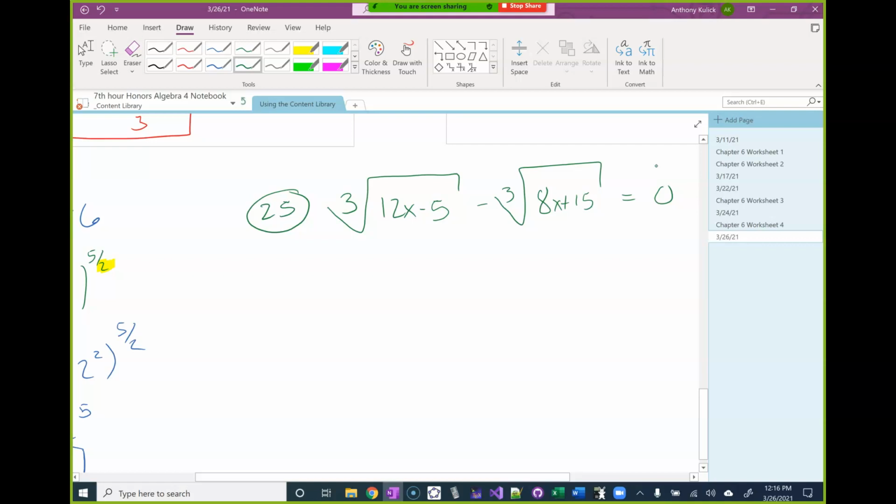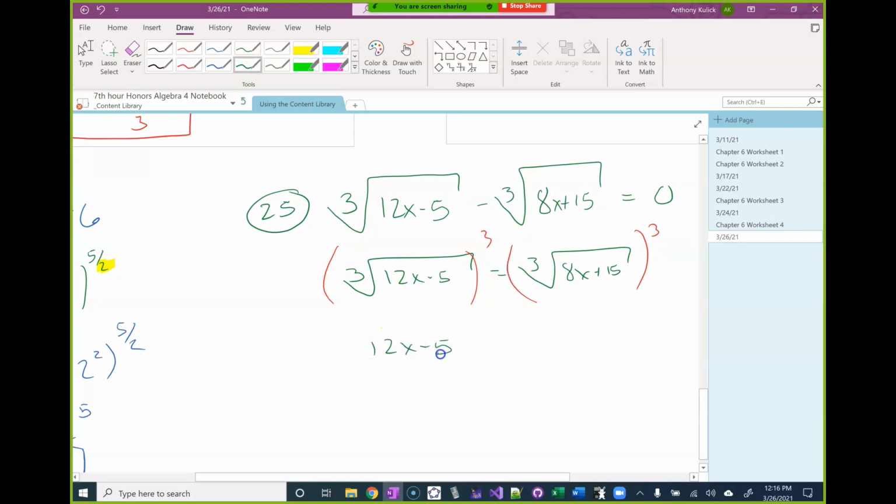So my first step is to isolate one of the radicals. To do that, I'm just going to add the cube root of 8x plus 15 to both sides to move it onto the other side. That step makes life tremendously easier. So when I cube both sides, the cube roots just cancel out in both locations.